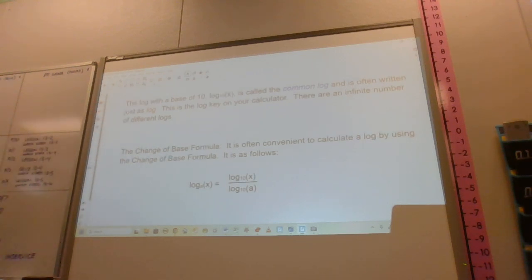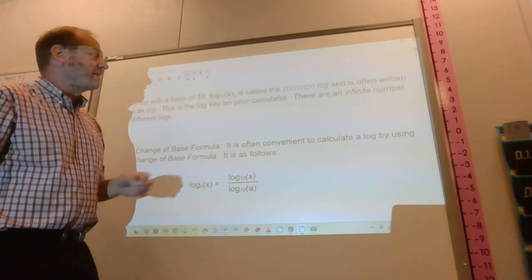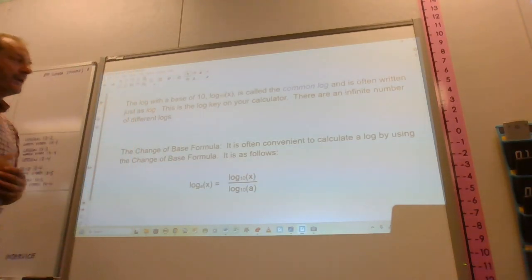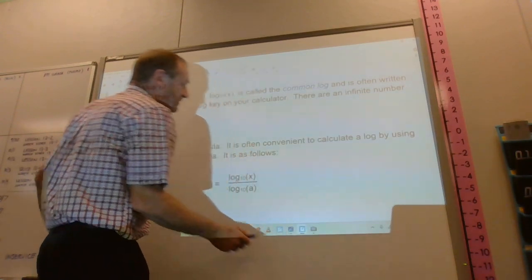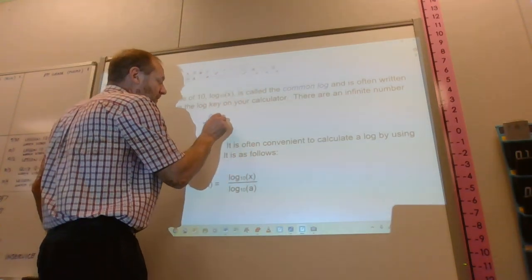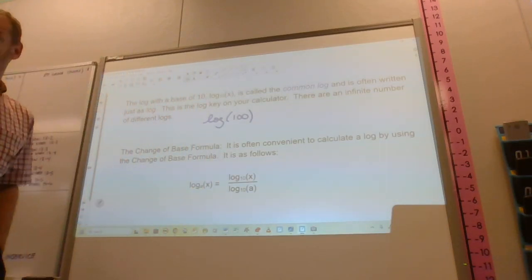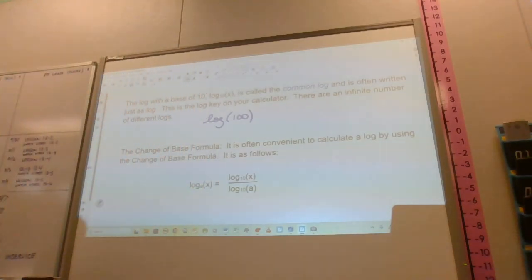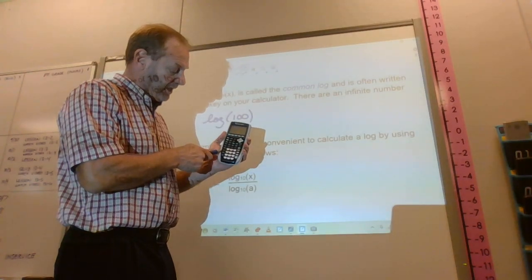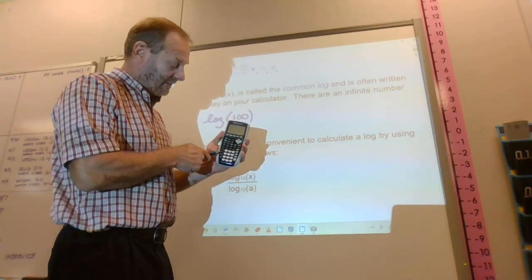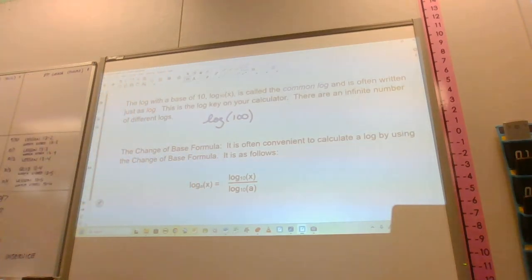Okay, a log with a base of 10, so log base 10 of x, is called a common log and is usually written as just log. So when you see something like log of 100, that means log base 10. On your calculator, there are two logs: LOG right here and LN. This is the natural log. We'll talk about that later. LOG is the log base 10.